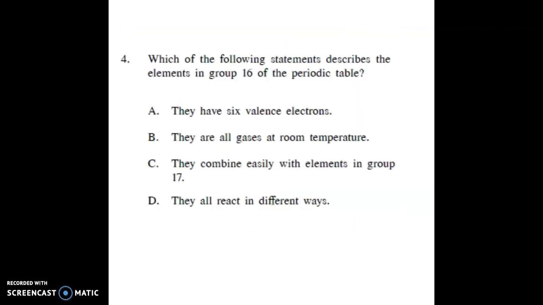Question 4. Which of the following statements best describes the element in group 16 of the periodic table? A. They have 6 valence electrons. B. They are all gases at room temperature. C. They combine easily with elements in group 17. Or D. They all react in different ways.